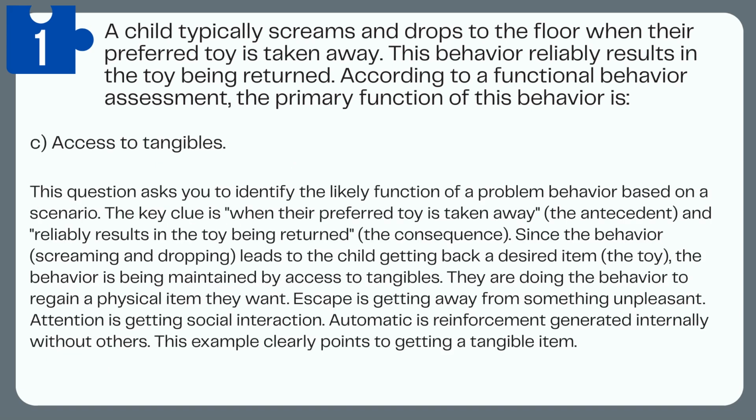Answer C. Access to tangibles. This question asks you to identify the likely function of a problem behavior based on a scenario. The key clue is when their preferred toy is taken away, the antecedent, and reliably results in the toy being returned. The consequence, since the behavior, screaming and dropping, leads to the child getting back a desired item, the toy. The behavior is being maintained by access to tangibles. They are doing the behavior to regain a physical item they want.